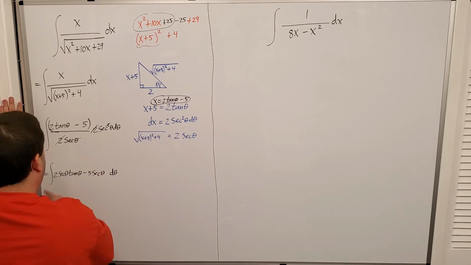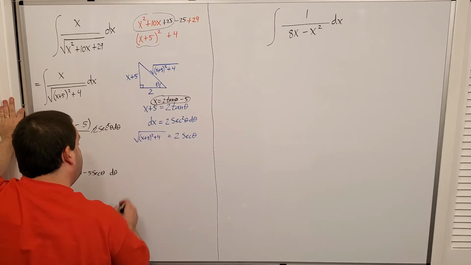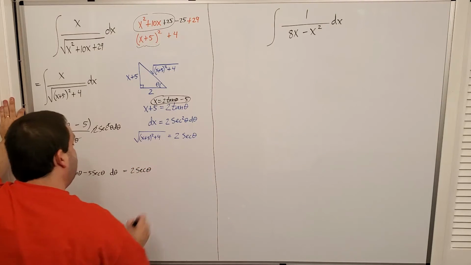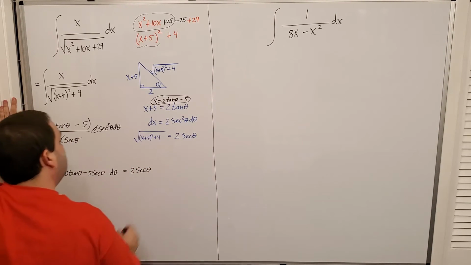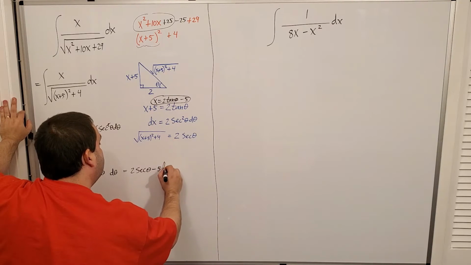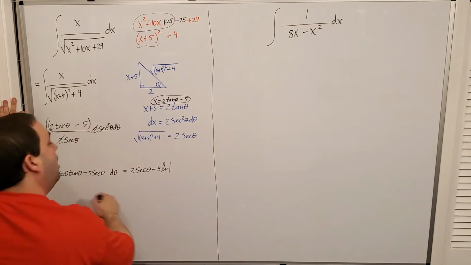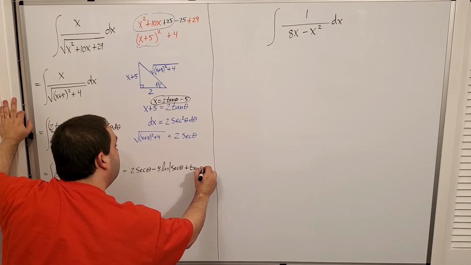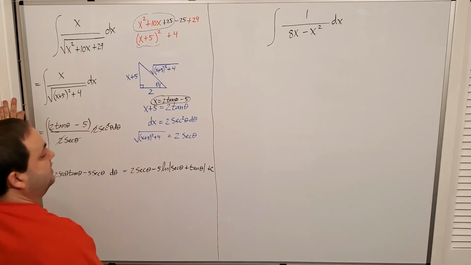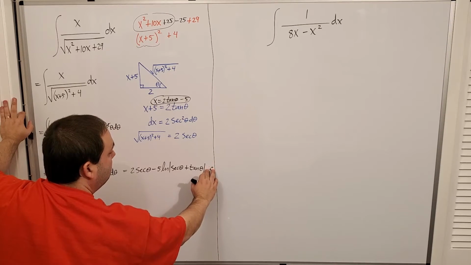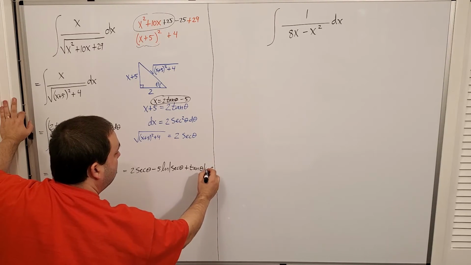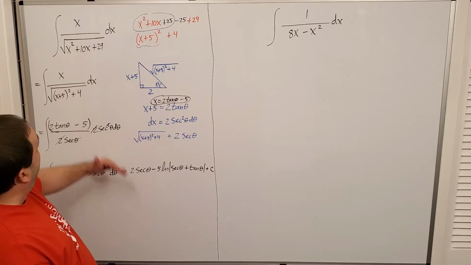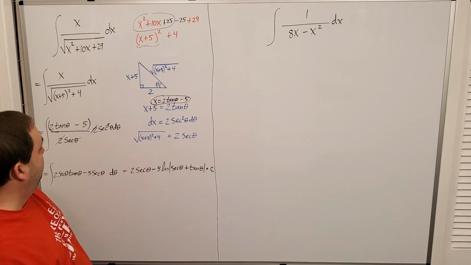Okay, so the antiderivative of secant times tangent is just secant, so I have 2 secant theta minus 5 times the ln, absolute value of secant theta plus tangent theta. And then, of course, don't forget your plus c there. Right? Okay, so let's finish up by getting back into my x universe here.